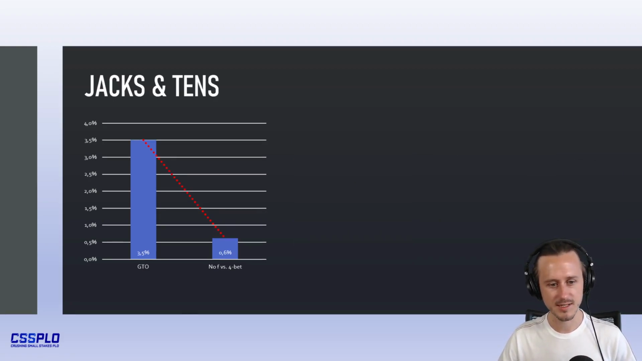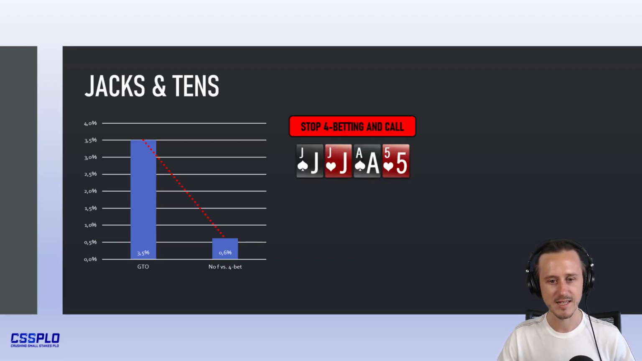Let's look into jacks and 10s. I mean, we're dropping to almost no 4-bet anymore, from 3.5 to 0.6. Hands like ace, jack, jack, 5 double suited were a clear 4-bet in a GTO setting with the capability of folding out kings, for example, but also queens. And we still have quite a good hand, of course.